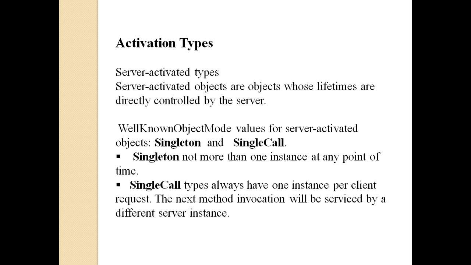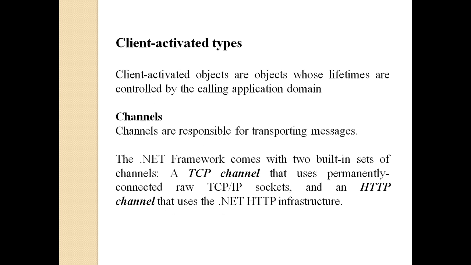So for each and every client request, there can be a single instance in single call, whereas it is single in a client singleton. So that is the minute difference between these two things. And the client activated types. Client activated types are very simple. We can say that the lifetime of the variable fully lies in the client. I mean, we are responsible for holding it.